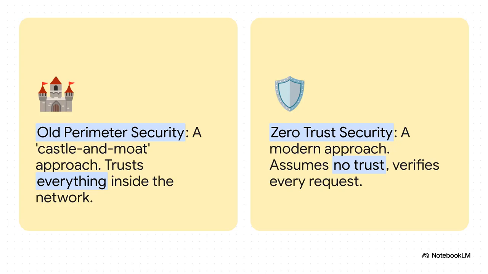So Google helped pioneer a new model, Zero Trust. The core idea is simple, but it is so powerful. Assume your network is hostile, trust nothing by default, and verify every single request, no matter where it's coming from.